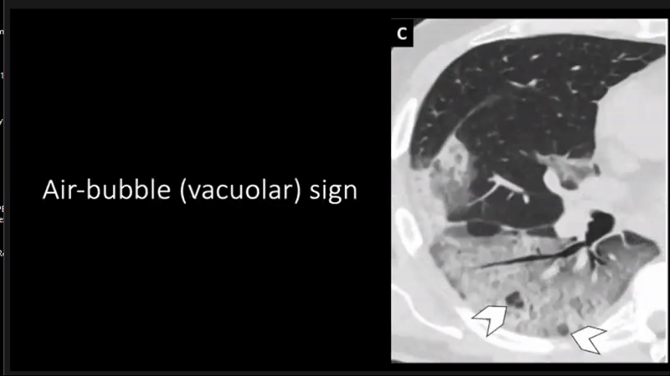So the air bubble sign refers to a small hypodense pulmonary space less than 5 millimeters within the ground glass opacity. It could correspond to a pathologic dilatation of a normal space or a cross-section of bronchiectasis, or it could be secondary to the resolution of consolidations. You can see in image C extensive ground glass involvement with areas of consolidation in the right lower lobe with vacuolar signs as shown by the arrow tips.